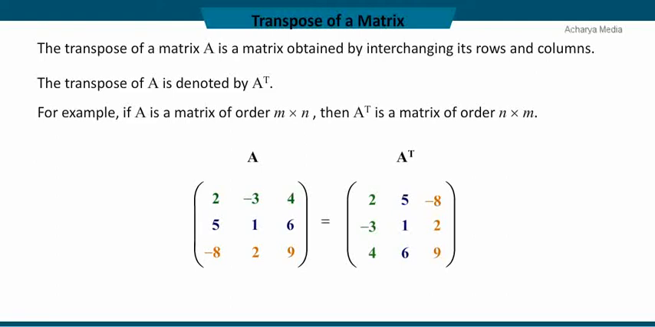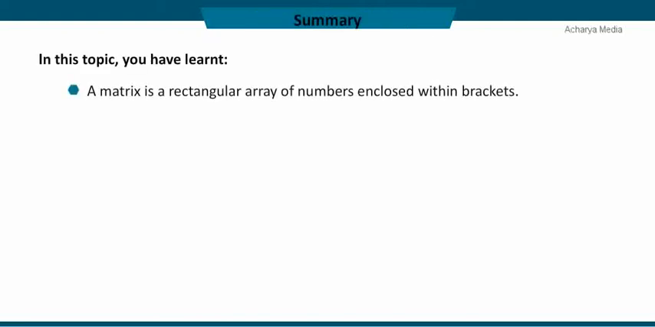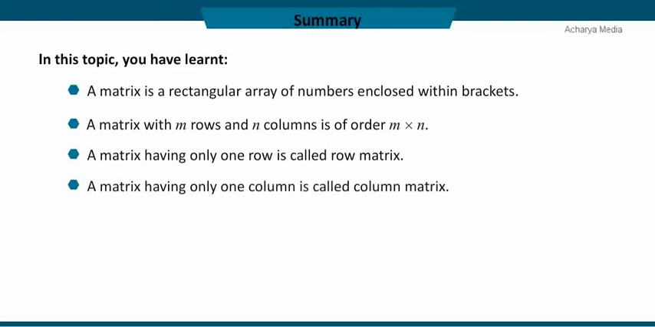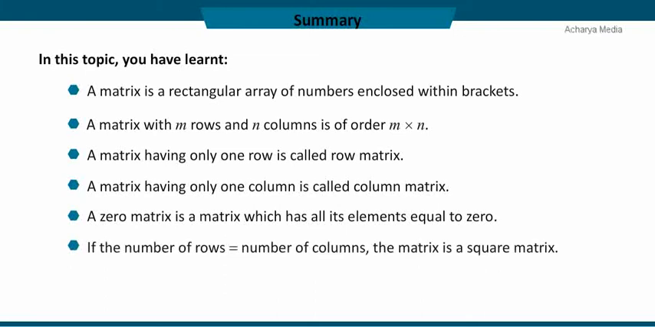In this topic you have learnt, a matrix is a rectangular array of numbers enclosed within brackets. A matrix with m rows and n columns is of order m by n. A matrix having only one row is called a row matrix. A matrix having only one column is called a column matrix. A zero matrix is a matrix which has all its elements equal to 0. If the number of rows is equal to the number of columns, the matrix is a square matrix.